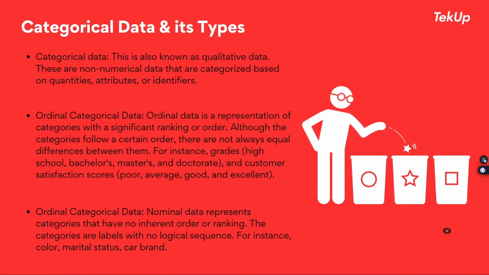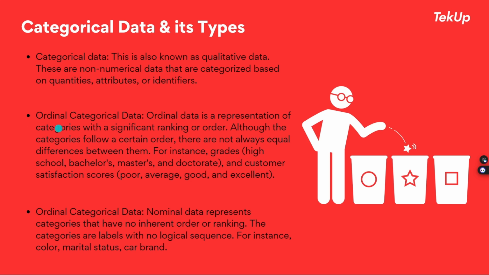Thank you. Now, let's talk about categorical data and its types. Before we talk about the types of categorical data, let's look at what categorical data is. Categorical data is also known as qualitative data, while numerical data is also known as quantitative data. These are non-numerical data that are categorized based on quantities, attributes, or identifiers. We have two types of categorical data.